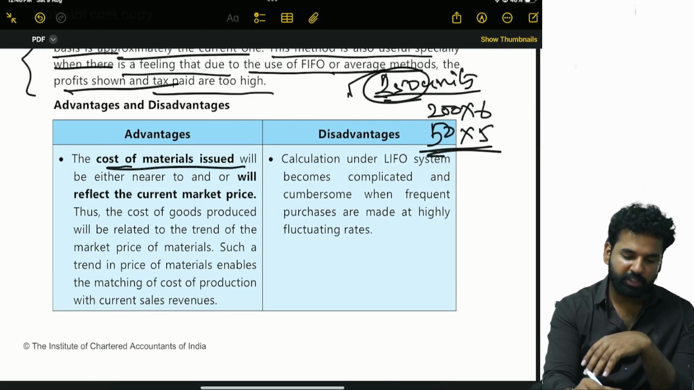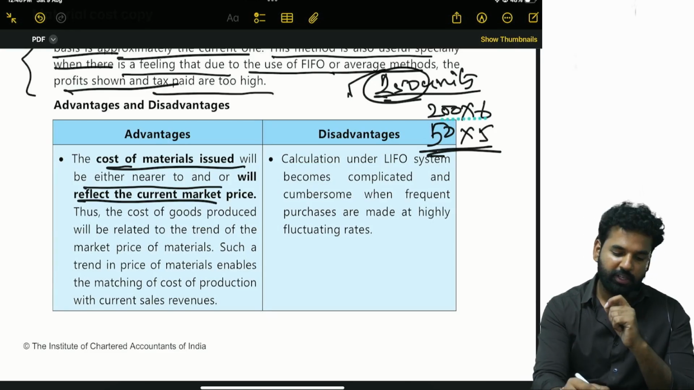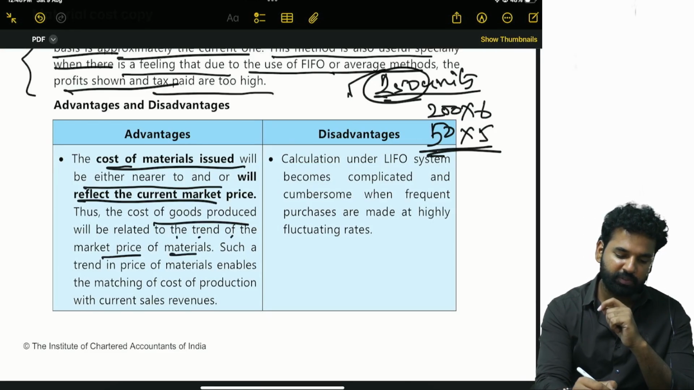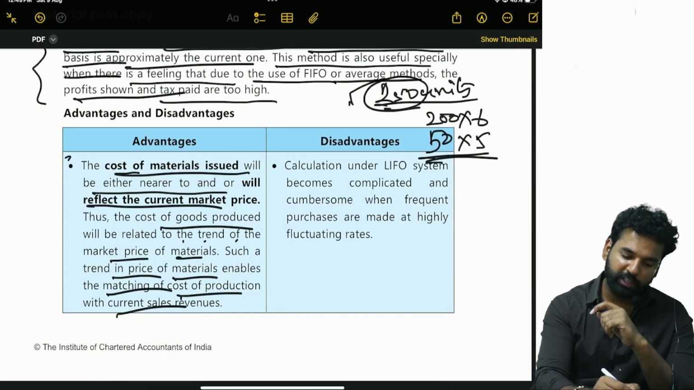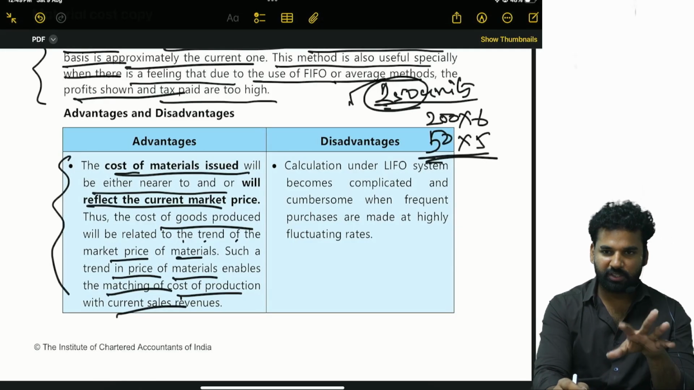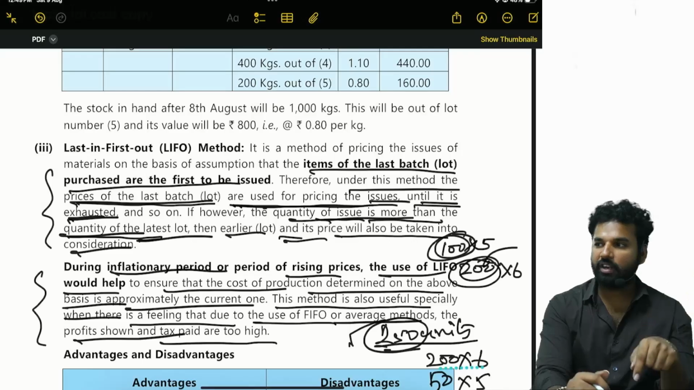Advantages: cost of material issued will be nearer to or reflect the current market price. Thus, cost of goods produced will be related to the trend of market price of material. Such a trend in price of the material enables the matching of cost of production with current sale revenues. They are telling this, but this advantage is there only as long as you don't touch the last batch material.